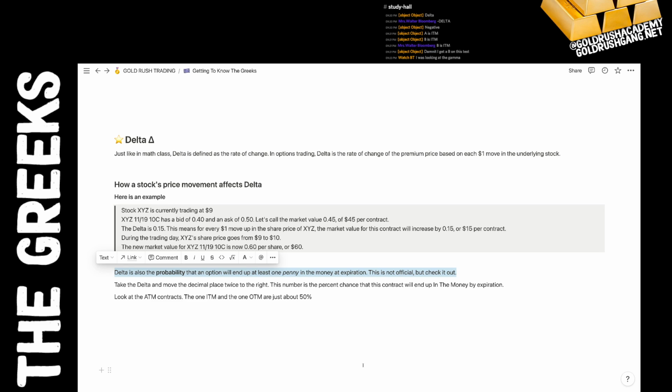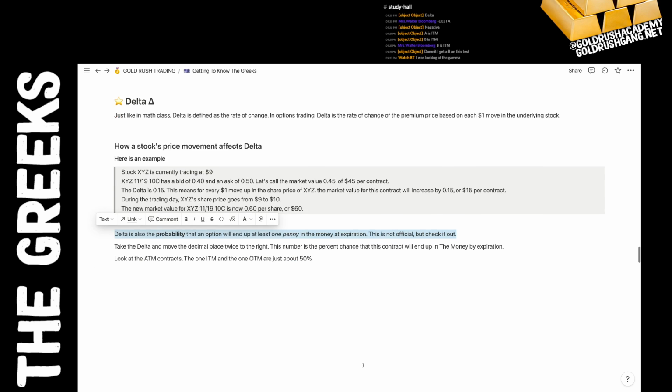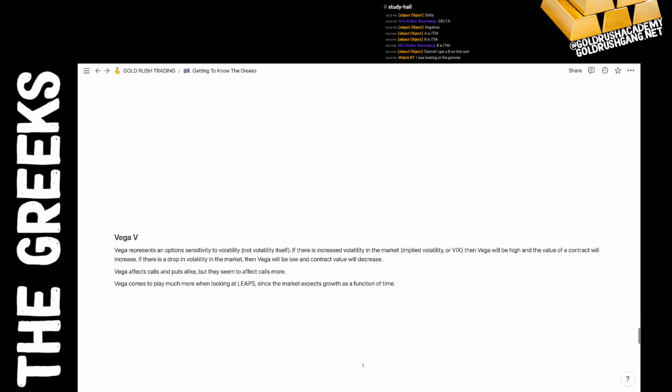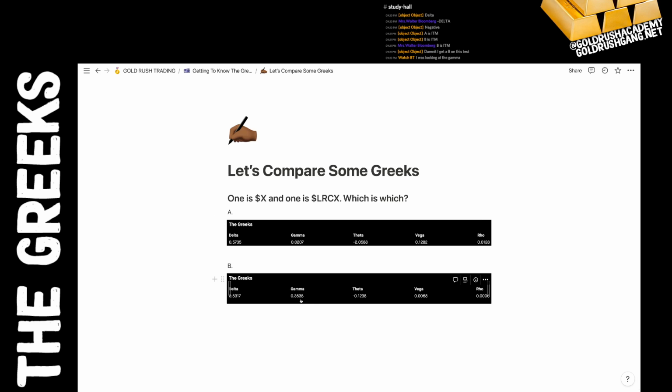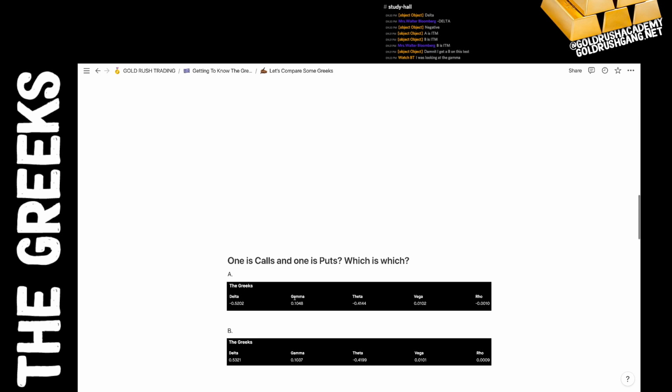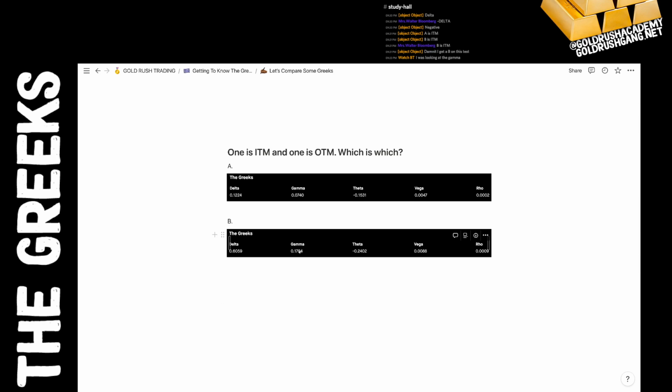Yeah. Jay was the one that put me onto that. Delta's the probability that the option will end up at least 1 penny in the money. So you turn it into a percentage, and that's the probability, the coin flip. So Delta was the giveaway, and so was, to BT's point, the gamma, because the gamma is very high on this one, right? Gamma is much higher on the bottom one than on the top one.